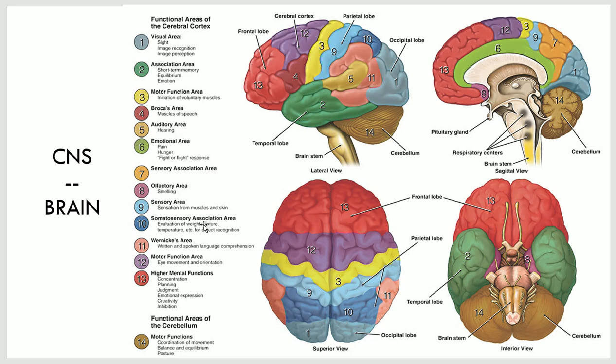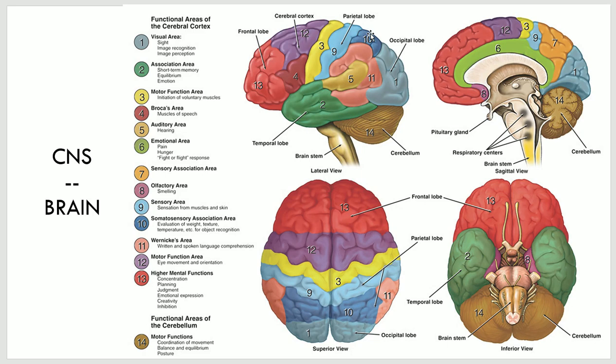Number 10, somatosensory association area. So that one is right here or right there. So between number 9 and number 1, between the post-central gyrus and the occipital lobe. That's our somatosensory association area. So this one deals with the evaluation of weight, temperature, texture for object recognition. So number 10 isn't necessarily vision, but it helps you decide when you're looking at something, whether it's rough or smooth, whether it's hot or cold, whether it's thick or thin.